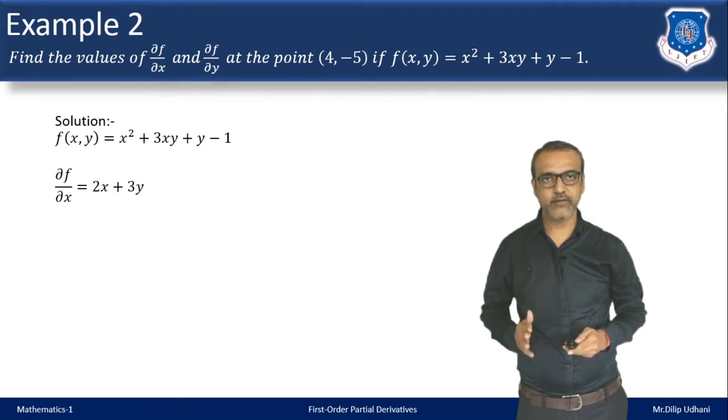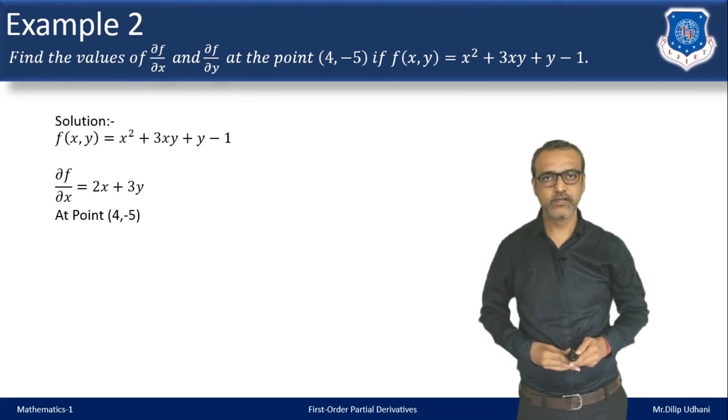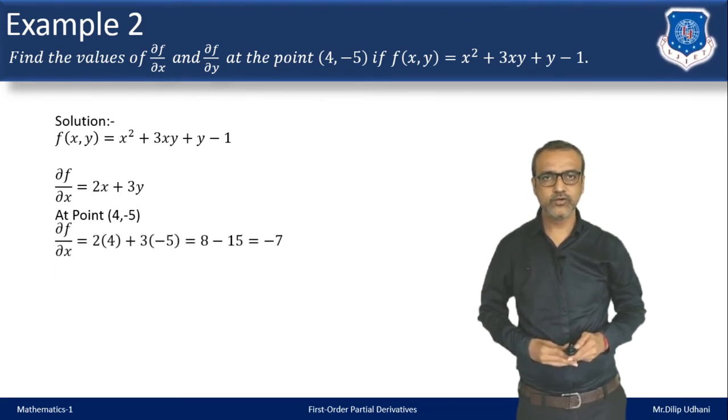Then after y and minus 1 both are constant, so its derivative will be 0. So this is del f by del x, that is equal to 2x plus 3y. Now we have to find del f by del x at point (4, -5). So in del f by del x we will replace x by 4 and y by -5. So that is equal to 2 into 4 plus 3 into -5.